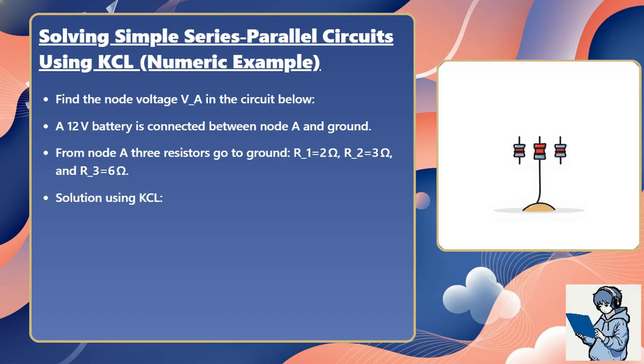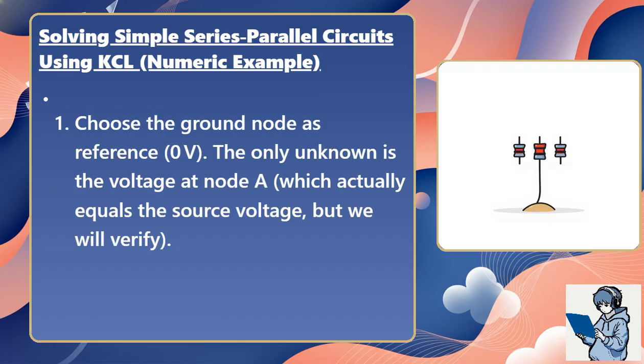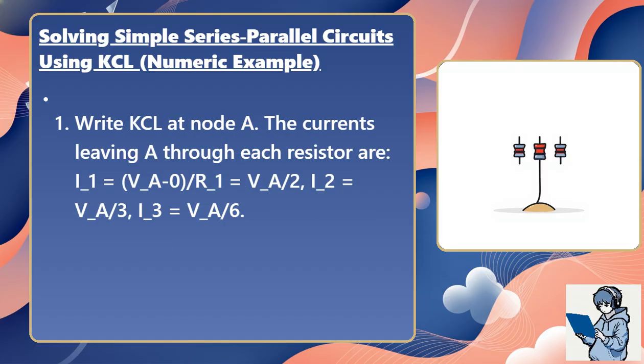Solution using KCL. Step 1. Choose the ground node as reference, 0 volts. The only unknown is the voltage at node A, which actually equals the source voltage, but we will verify. Step 2. Write KCL at node A. The currents leaving A through each resistor are: I1 equals VA divided by 2, I2 equals VA divided by 3, I3 equals VA divided by 6.